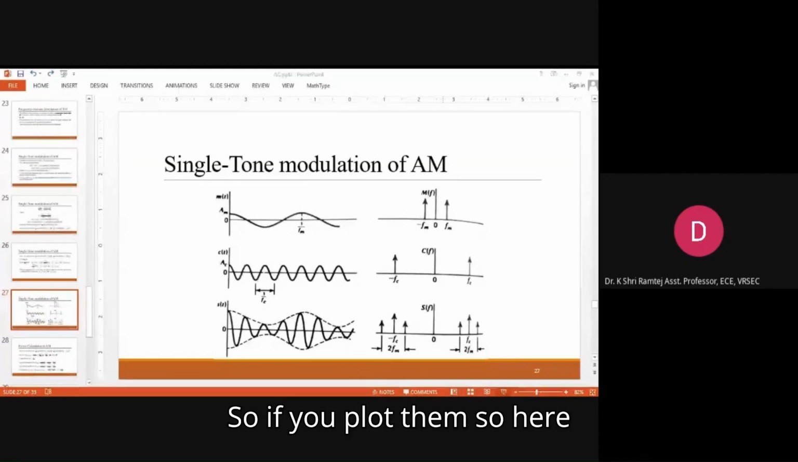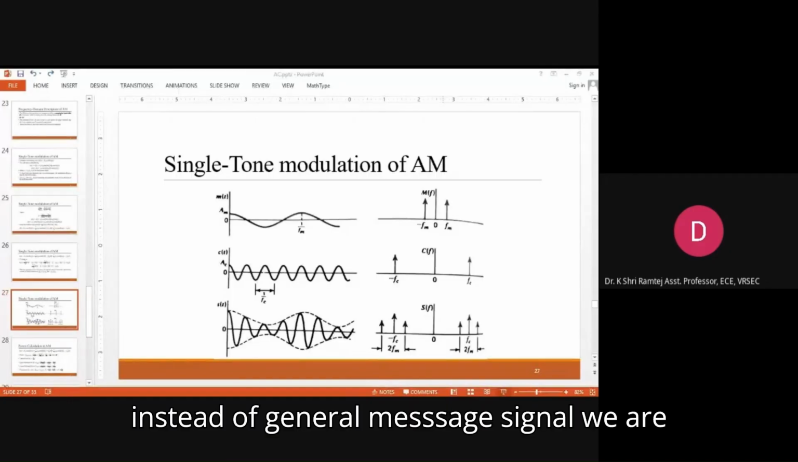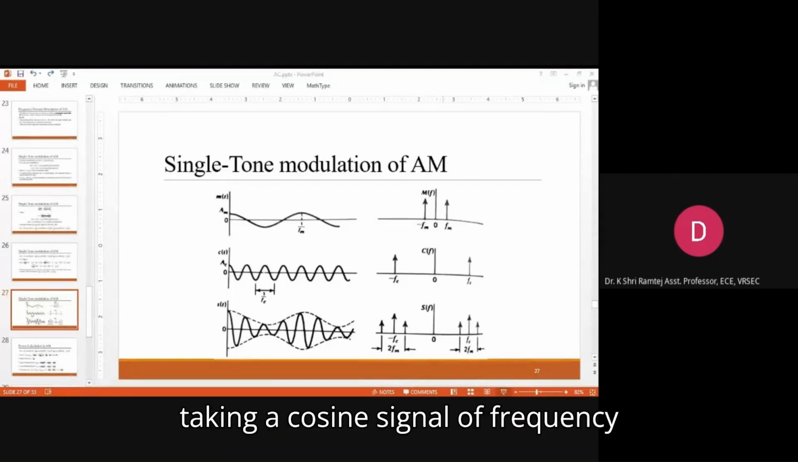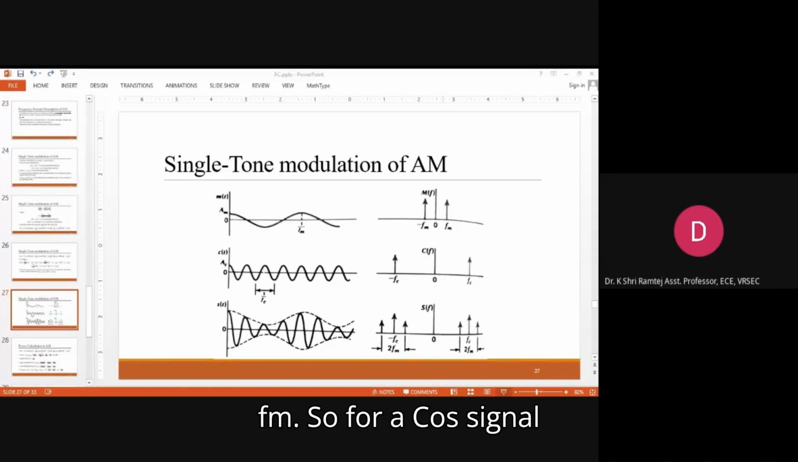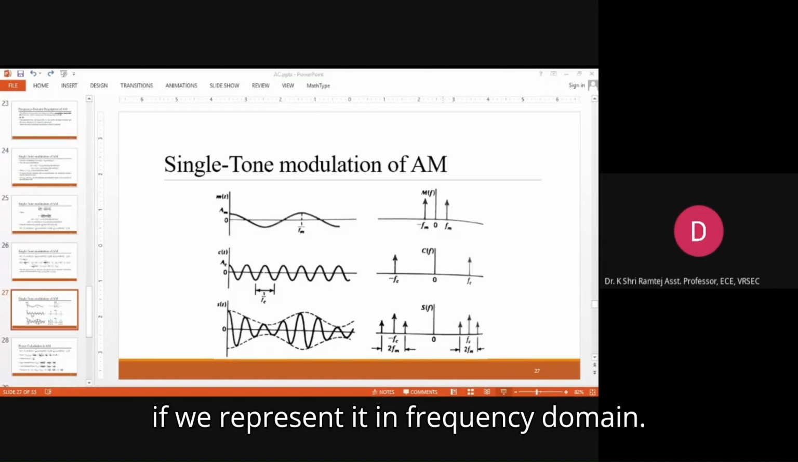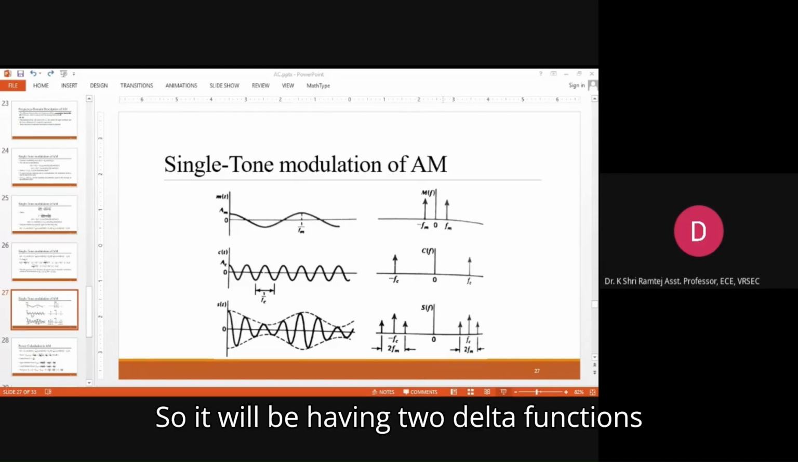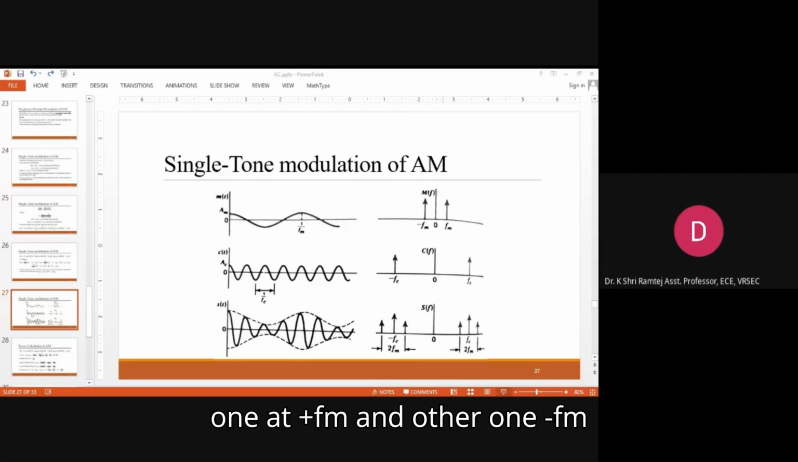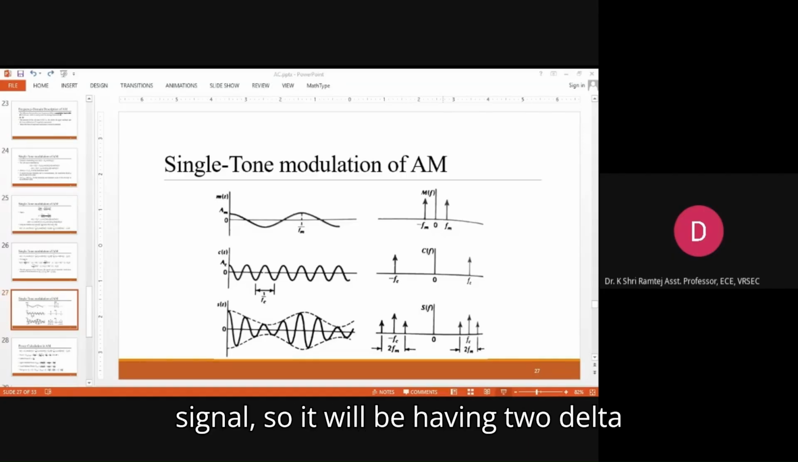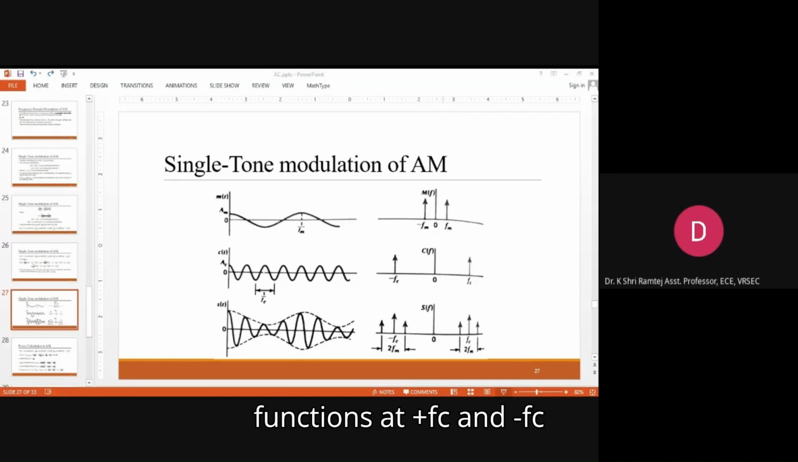So if we plot them, here instead of a general message signal, we are taking a cosine signal of frequency FM. For a cos signal, if we present it in the frequency domain, it will have two delta functions, one at plus FM and the other at minus FM. Similarly, the carrier signal will have two delta functions at plus FC and minus FC.